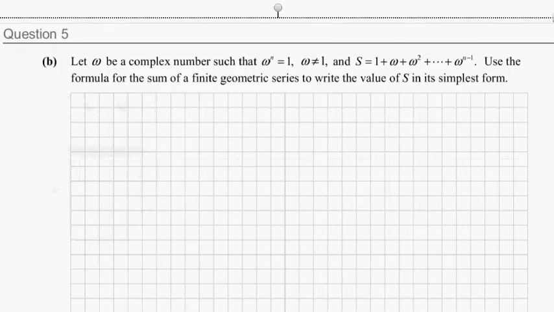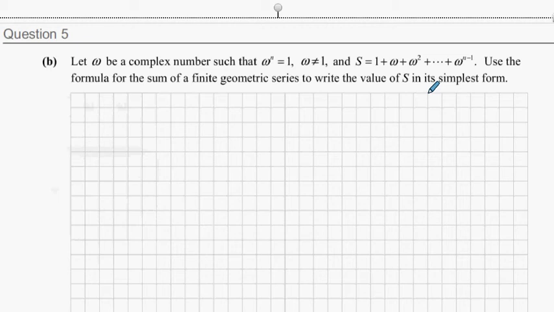Question 5. Let W be a complex number such that W to the power of n is equal to 1. W is not equal to 1. S equals 1 plus W plus W squared up to W to the power of n minus 1. Use the formula for the sum of a geometric sequence to write the value of S in its simplest form. That's fair enough.